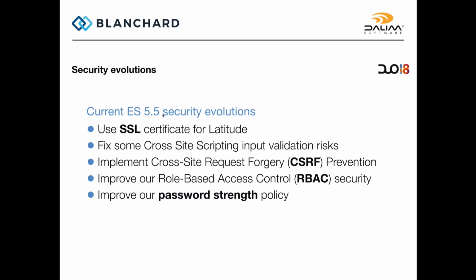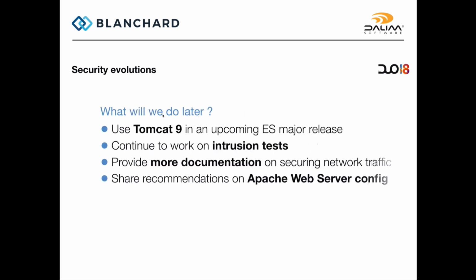They found some cross-site scripting issues that they've addressed. And they've also included inside of ES5 improvements in the password string policy, so you can set your password string policies inside of ES now. What they're going to look at in the future is going to Tomcat 9. They keep working with companies on intrusion testing and locking down servers more and more, working on even improved recommendations, and also coming up with better recommendations on the Apache web server configurations.